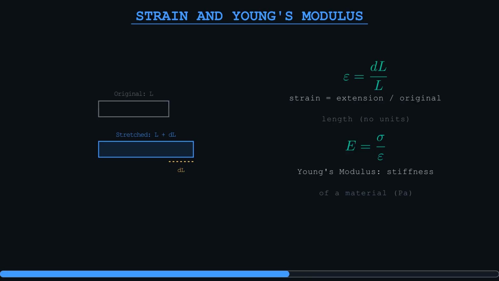Strain measures how much a material deforms under load. It is the extension divided by the original length and has no units since it is a ratio. Within the elastic limit, stress divided by strain gives a constant called Young's modulus, which describes how stiff a material is. A high Young's modulus means the material barely stretches under load.